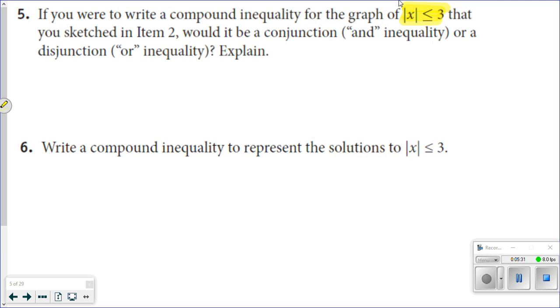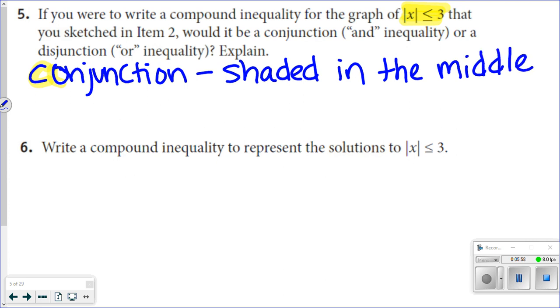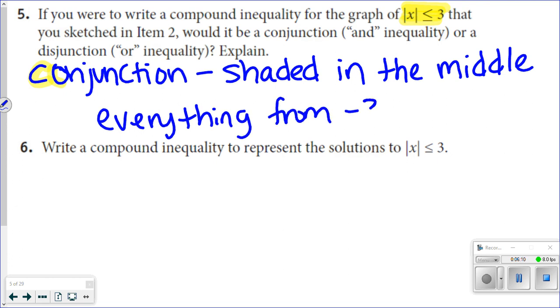So this is a conjunction. Good job. A conjunction is an and inequality. And how did you know that? Good, because we shaded in the middle, or we shaded to connect in between our two endpoints. How else do we know? Yeah, we were talking about a range of numbers. Everything in between -3 to +3. Good.